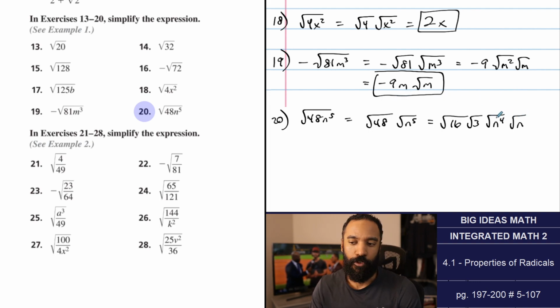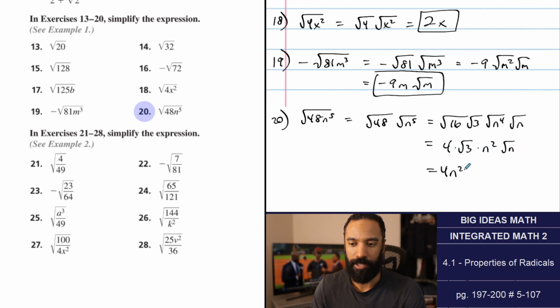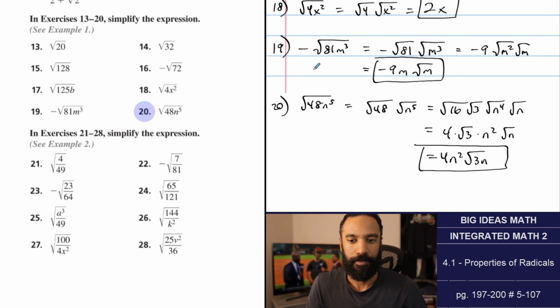And we can divide 4 by 2, but not 5 by 2, right? 5 divided by 2 is 4 divided by 2 with a remainder of 1. Anyway, the square root of 16 is 4 times root 3, and the square root of n to the 4th is n squared, not because it's the square root of 4, but because it's 4 divided by 2. Times the square root of n. So what we do is bring all these together: 4n squared stays on the outside together, and root 3n stays on the inside together like that. Maybe that's more work than I needed to write, but ultimately that's where we get.